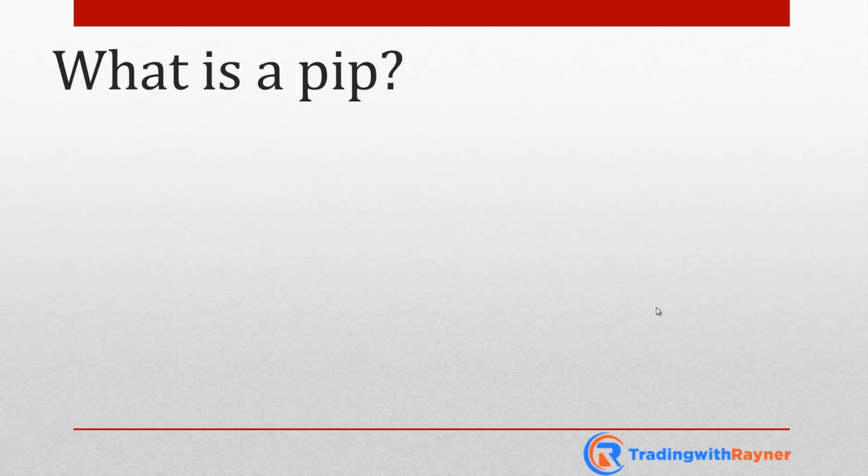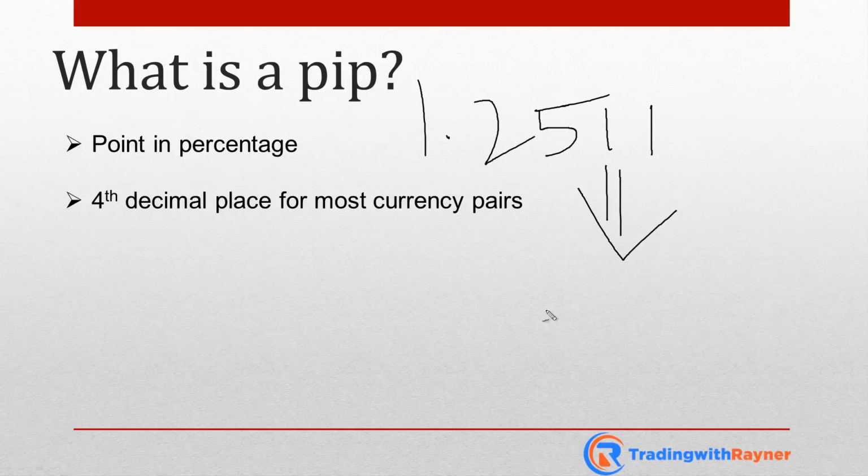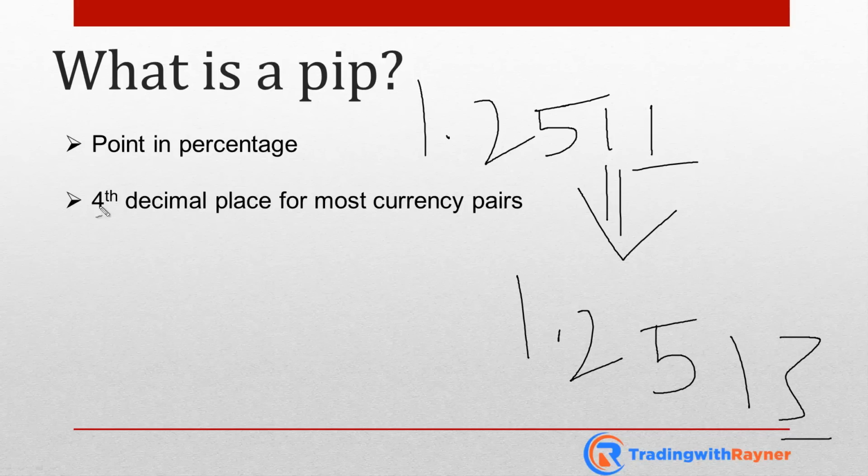So now moving on, what is a pip? A pip stands for point in percentage. For most currency pairs, like the crosses and the major currency pairs, it's the 4th decimal place. Let's say, for example, euro dollar is trading at 1.2511. Let's say it moves up by 2 pips. Now the price is trading at 1.2513. So you're looking at the 4th decimal place for most of the currency pairs.